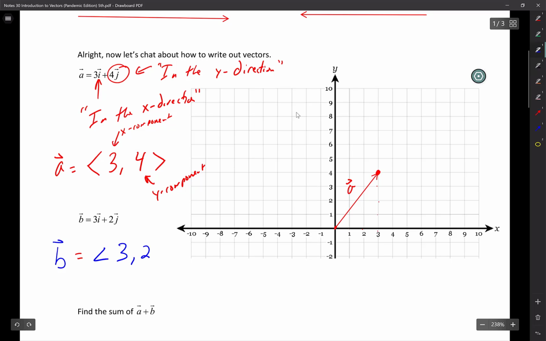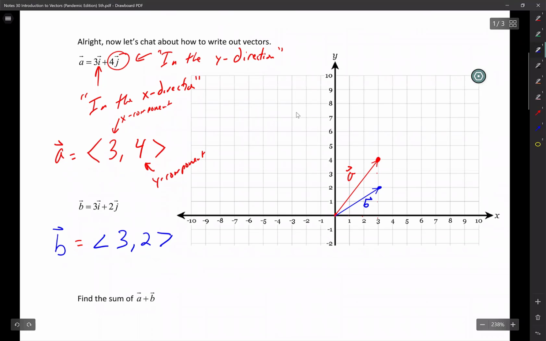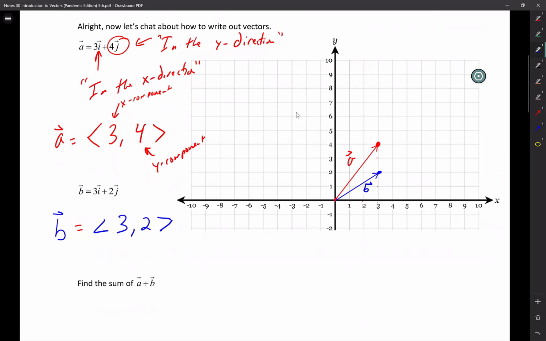Blue, 3, 2. So if I start from the origin, let's see, 3, 2, point. So here's my vector B. There it is, and that's vector B, guys. I guess I should have put a letter on this, no big deal.